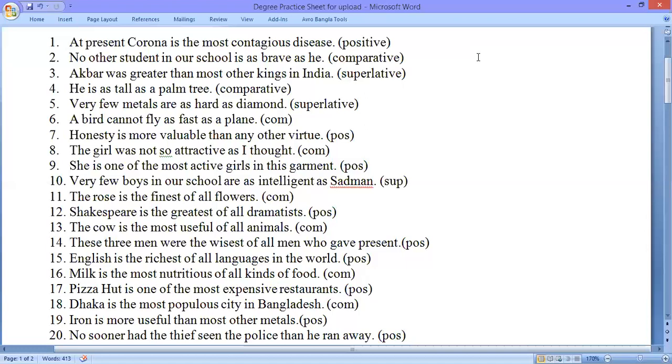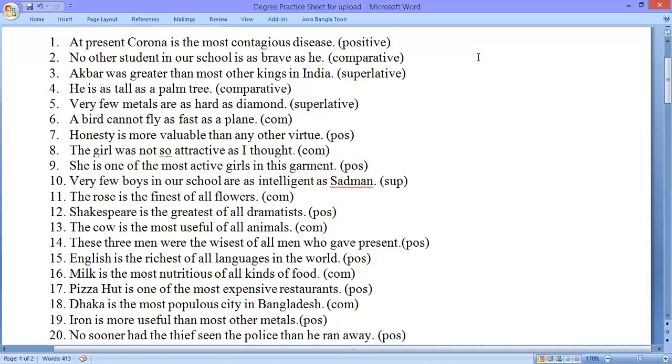Okay, this is question number 13. So if you look at the question, we can see that the cow is the most useful of all animals. We shall have to make this comparative. So we can see there is of all, so we have to use than all other. So the solution is the cow is more useful than all other animals. I'm repeating, the cow is more useful than all other animals. I think you have understood the point.